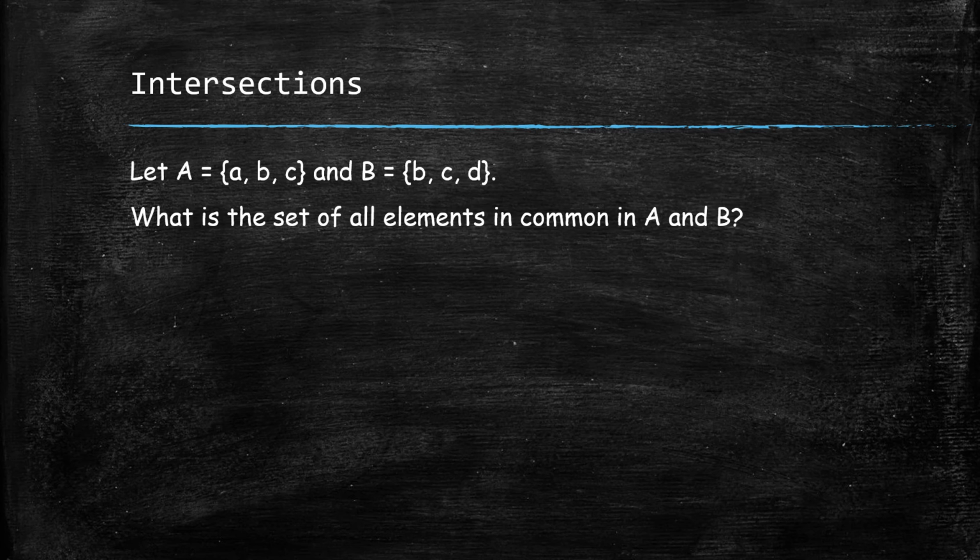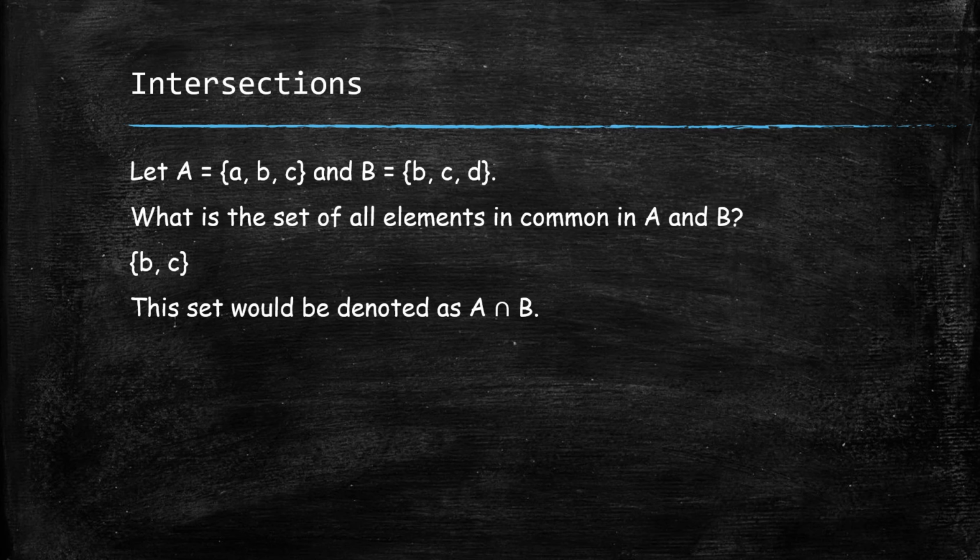So I can see a B and C. There's no A in set B and there's no D in set A. So B and C are the elements which are in common in both A and B. So therefore, this set would then be B, comma C. So we can then denote this set as A intersection B. So the intersection sign is basically an upside down U. So hence we can state A intersection B is equal to B, comma C.